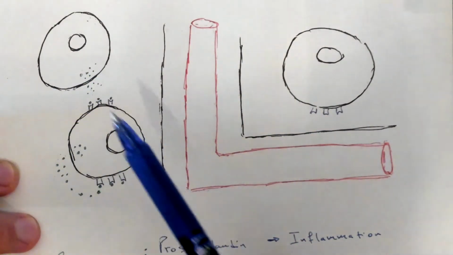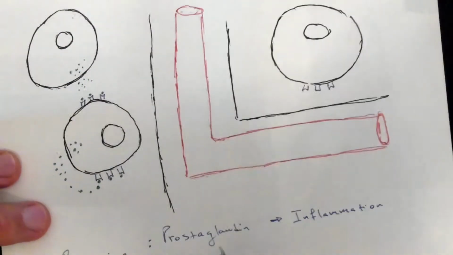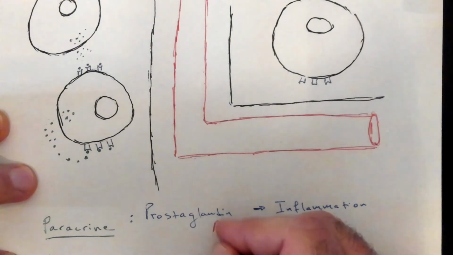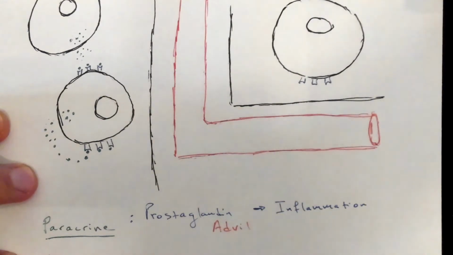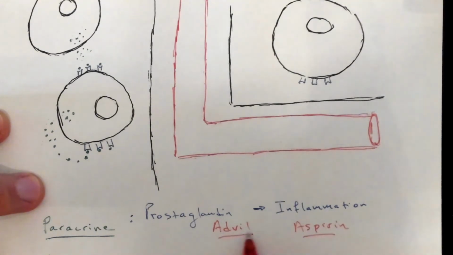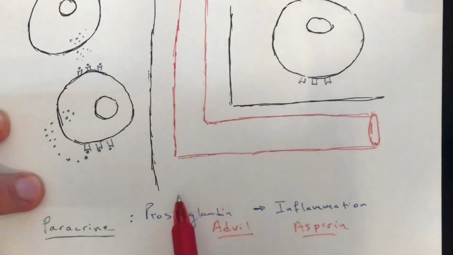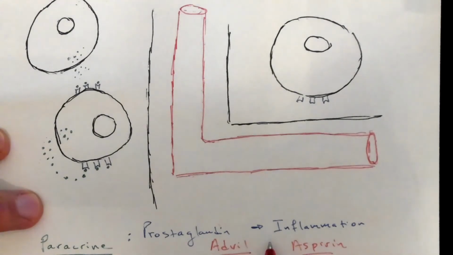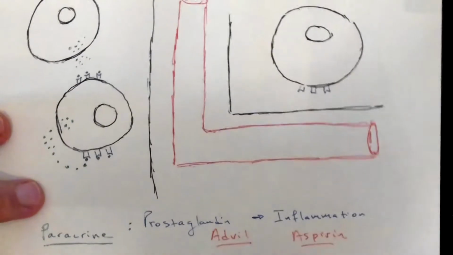And in fact, a lot of our drugs that are anti-inflammatory work on inhibiting these prostaglandins, right? So when you, for example, take something like Advil, right, or aspirin, right, you are taking medication that actually inhibits the formation of these prostaglandins and stops the inflammation from taking place. So that's your example for the paracrine type of secretion.